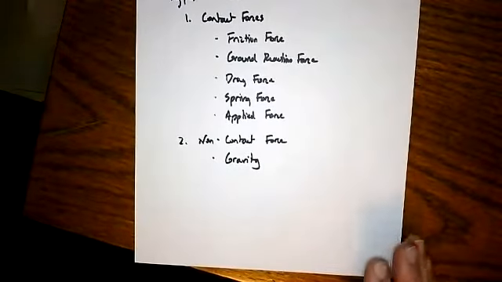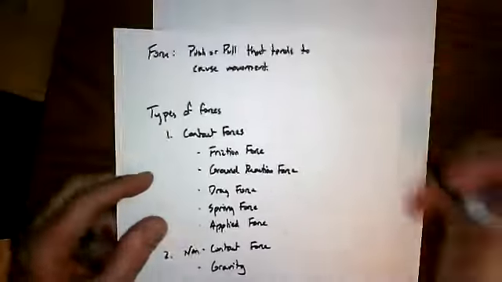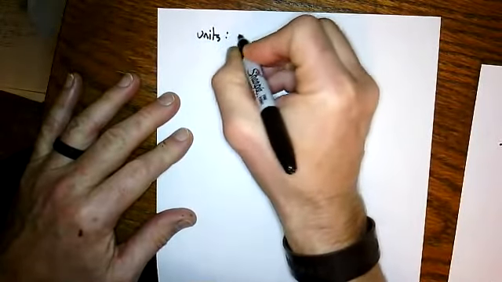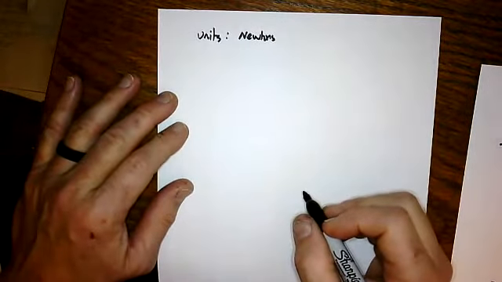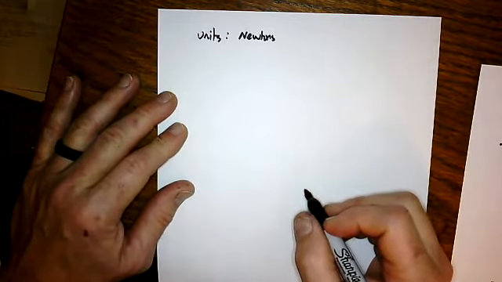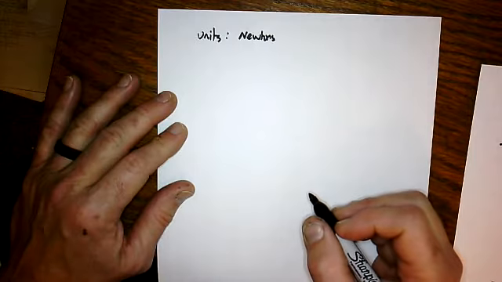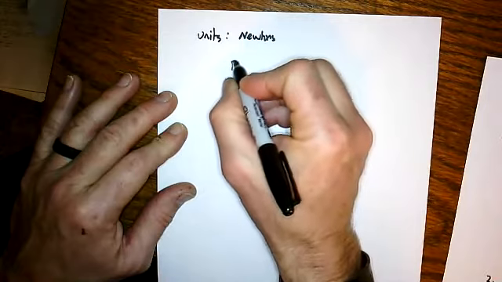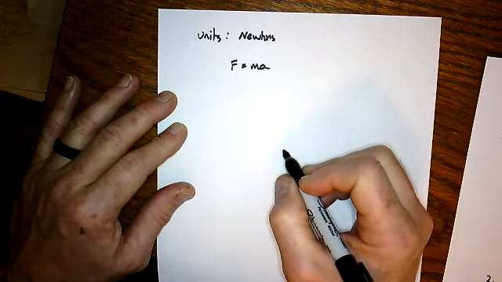Now, what's interesting is any force that we listed here all have the same units. All of these have units of newtons. Every one of them, even though the explanation of the push or pull is a little bit different. All right, now to understand newtons, I'll just put the equation here, F equals ma, because this is an equation we've been exposed to with Newton's second law.